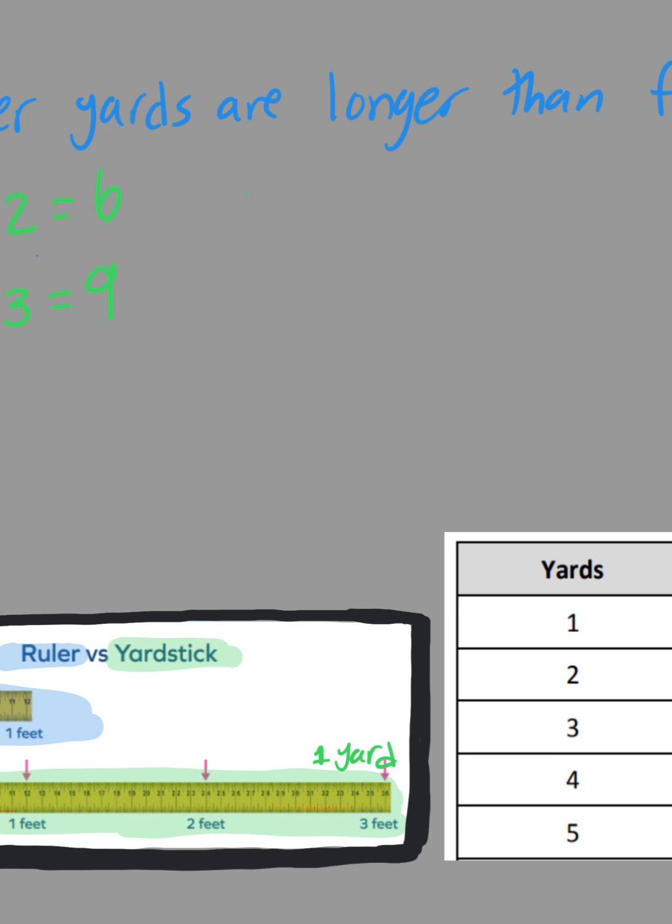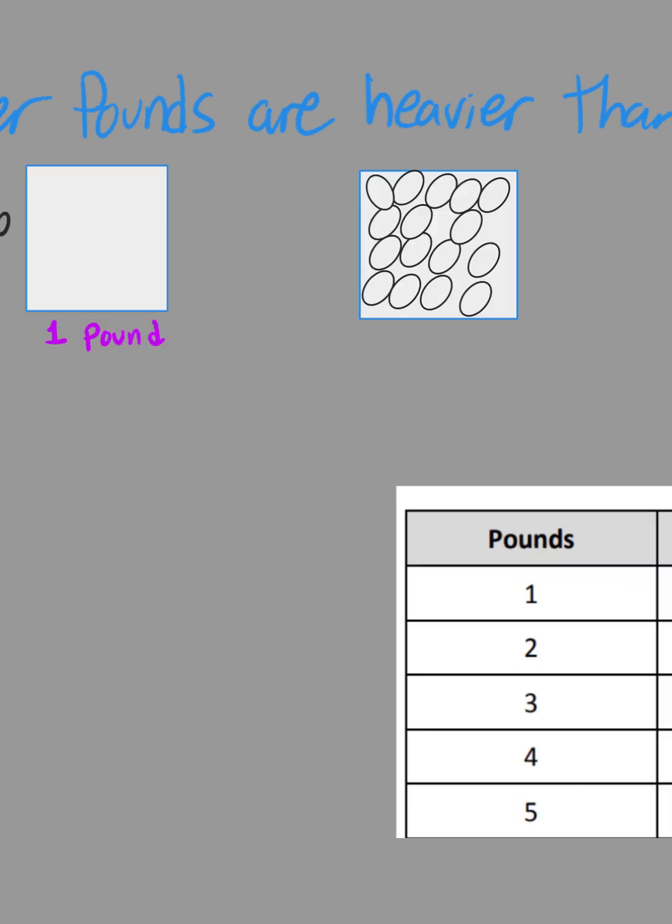Next, we want to know 4 yards. So we are going to do 3 times 4. And also just remember that this can also be written as 4 times 3. It does not matter the order in multiplication. So that is going to give us 12 feet in 4 yards. And finally, we want to know how many feet are in 5 yards. So this one I will write 5 times 3, and that is going to give us 15 feet in 5 yards.